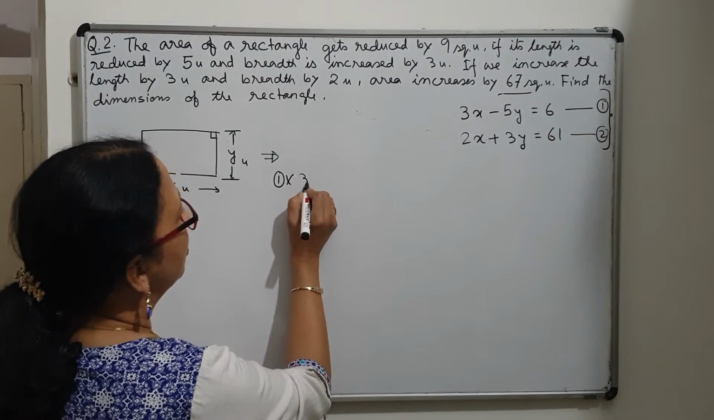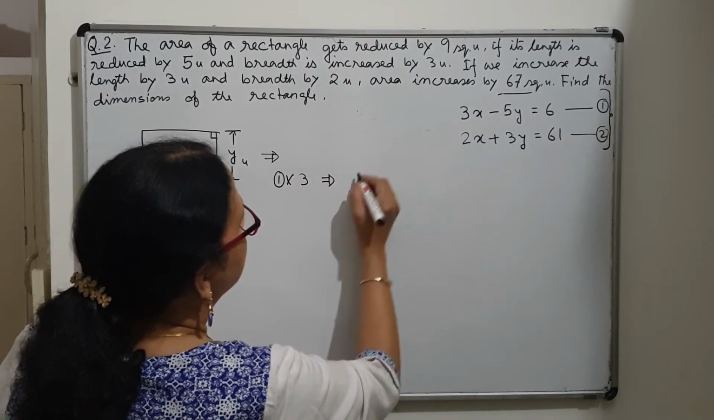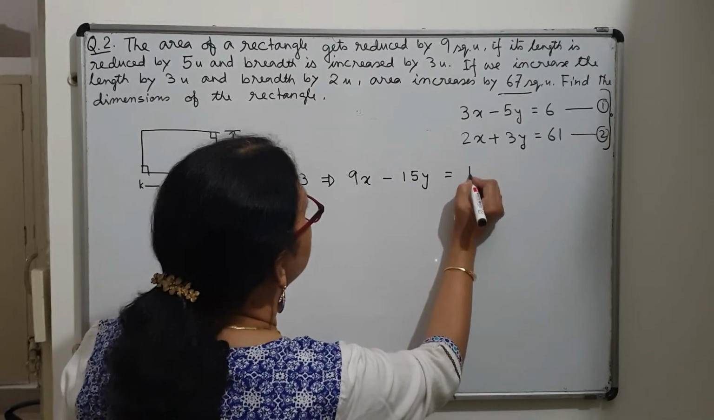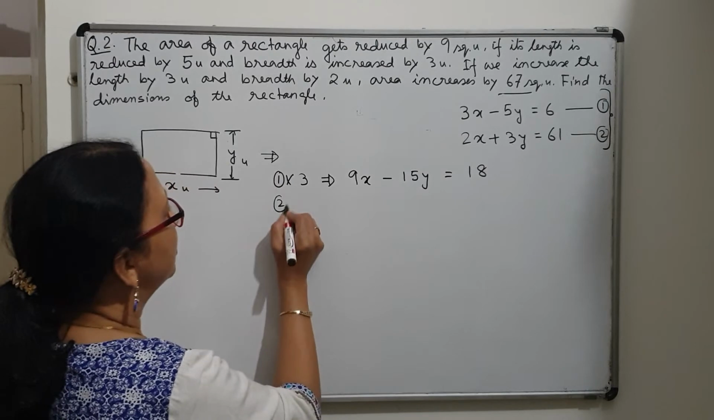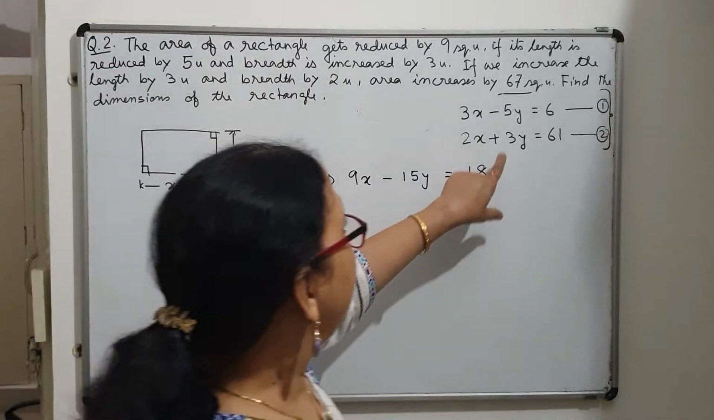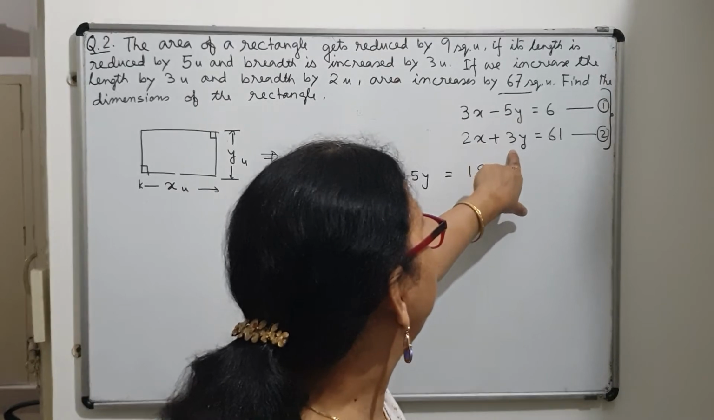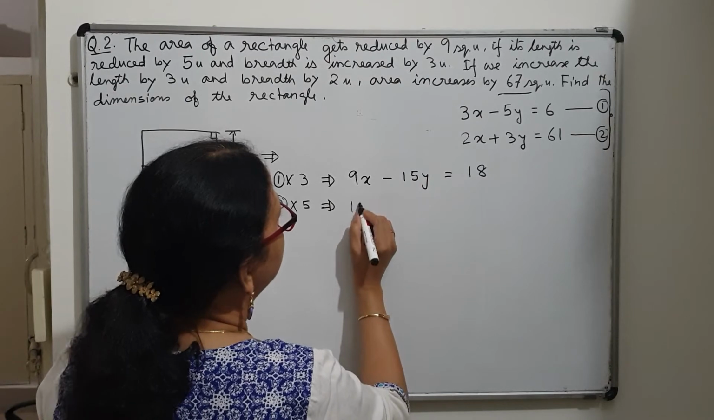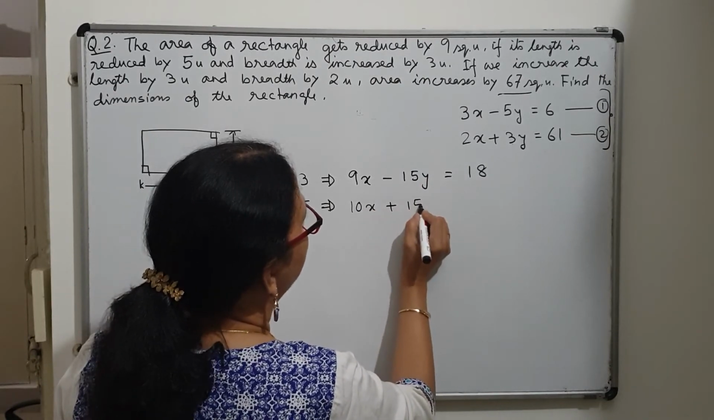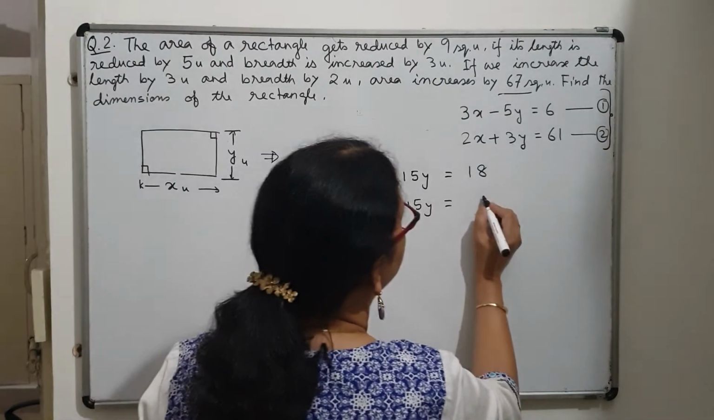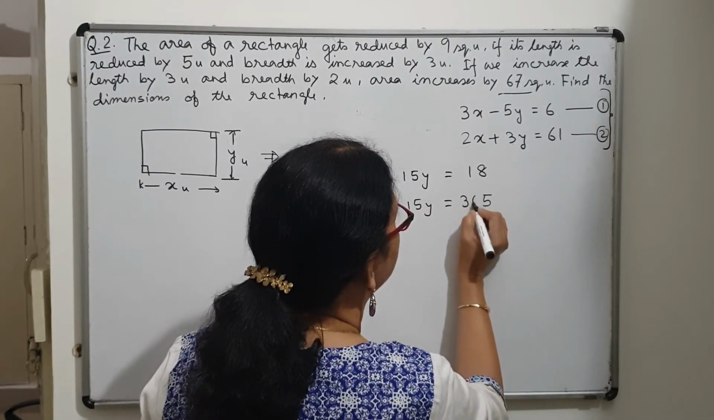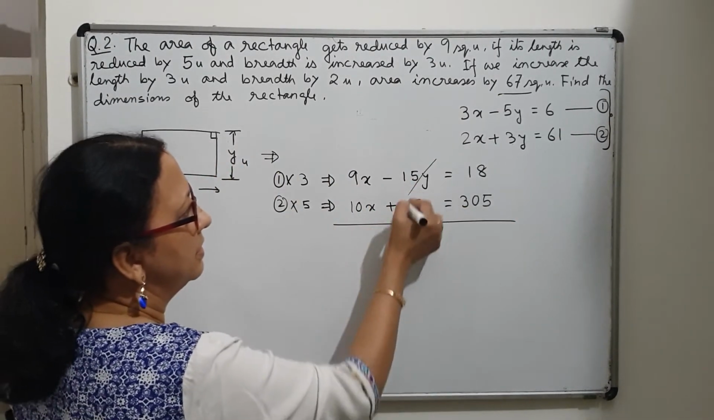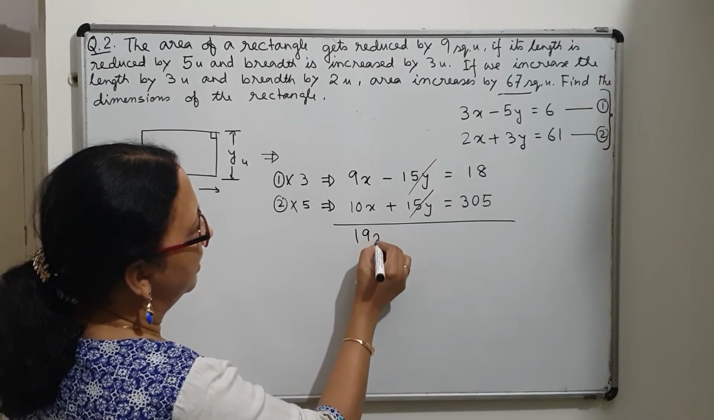So I am multiplying equation 1 by 3. I get 3 threes are 9x minus 3 fives are 15y is equal to 3 sixes are 18. Then I will multiply equation 2 by 5, because I have to get 15 here. That gives 5 twos are 10x plus 3 fives are 15y is equal to 5 times 61, which is 305. We'll simply add now, because they are of opposite sign, they will be eliminated. So 19x is equal to the sum.